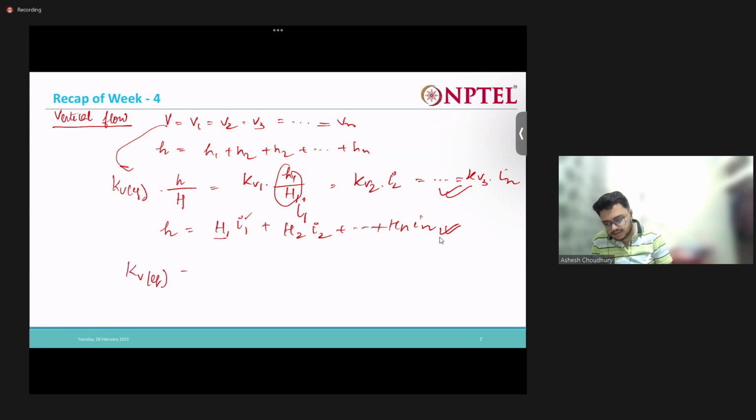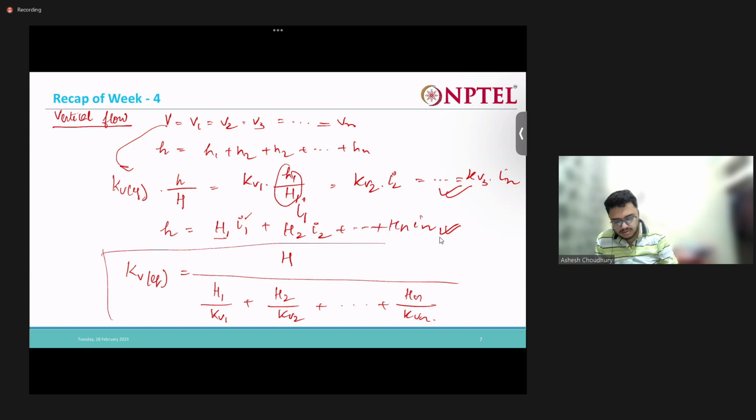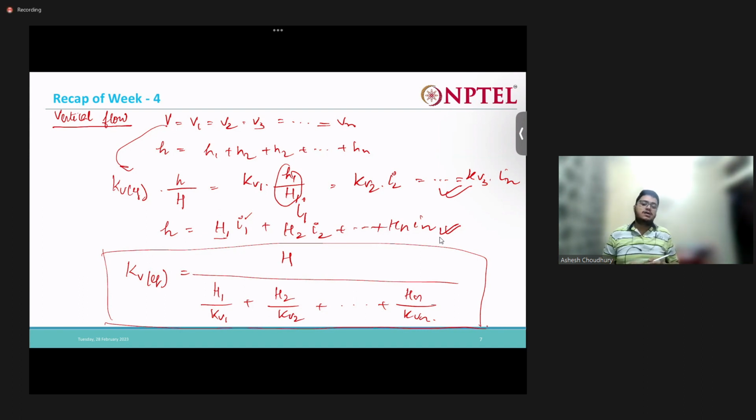If we solve this equation together with the other equation, you will get my equivalent vertical hydraulic conductivity as H divided by H1 by Kv1 plus H2 by Kv2 plus dot dot dot plus Hn by Kvn. So this is my final expression, right? In horizontal flow, my head loss is the same across all the layers, and my flow, or the velocity, is the sum of velocities in all the layers. In vertical flow, my head loss is not the same. Head loss is the sum of head loss in all layers, but my velocity in all layers is the same.